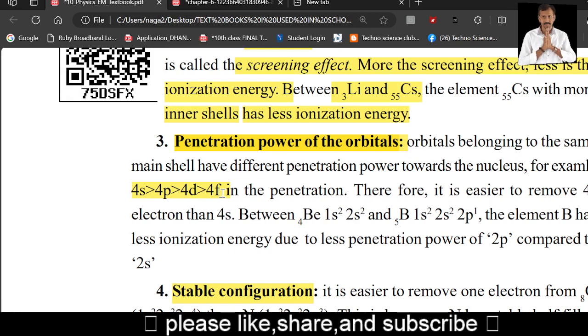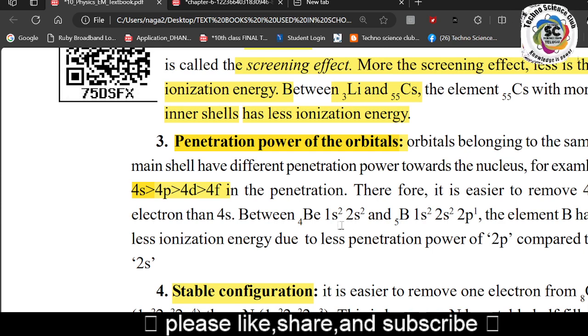Why? Because this orbital has low energy, so the S orbital is nearer to the nucleus. So the S orbital has more penetrating power. For orbitals belonging to the same main shell, the penetrating powers differ. For example, 4s is greater than 4p, which is greater than 4d, which is greater than 4f. That means the S orbital has more penetrating power than the remaining orbitals. So for a 4f electron and a 4s electron, the 4s has more penetrating power.